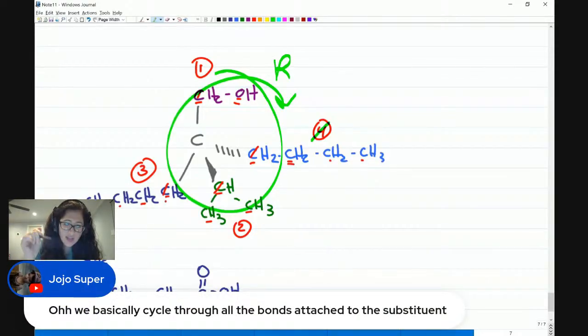We basically cycle through all the bonds. If the highest priority is not enough, then we go to the next highest, the next highest. We run out of everything, we cycle through all the attachments. Then we go to the next one, then the next one, and so on.